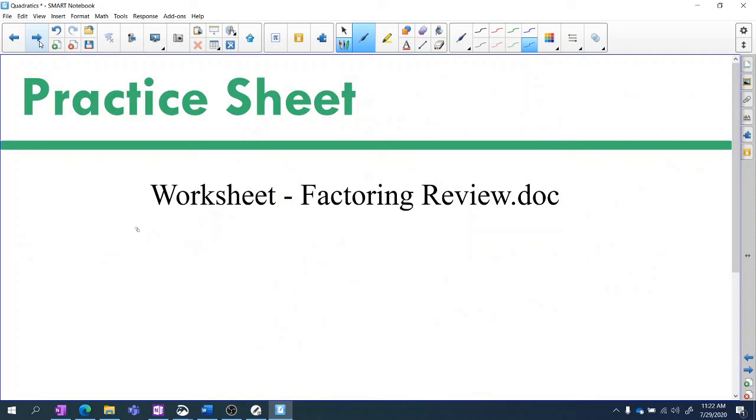I have a practice sheet. It's in your class notebooks. It's indicated factoring review. So if you'd like to brush up on this and make sure you do get these mastered, certainly open up that sheet and have a look at it.